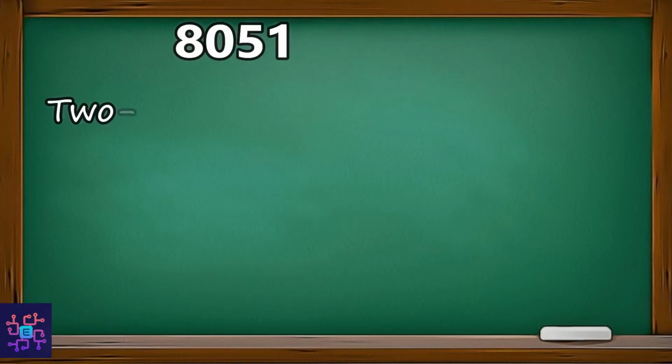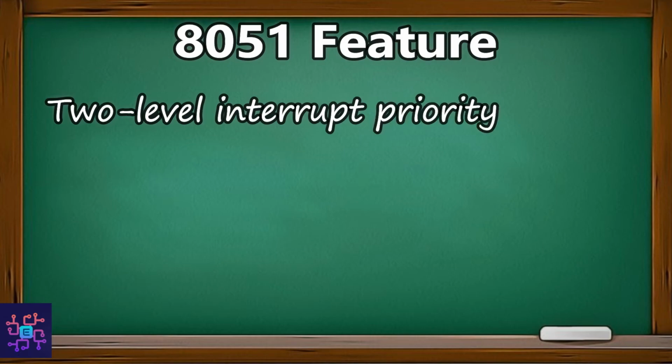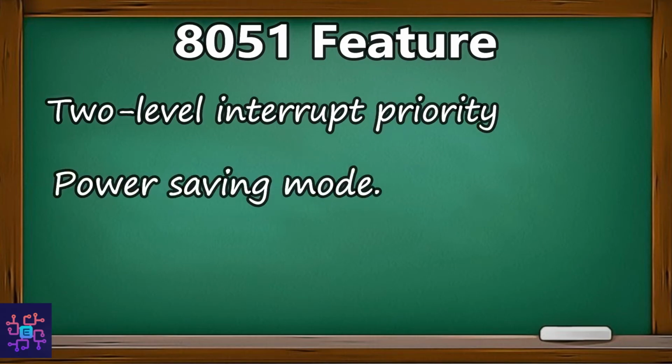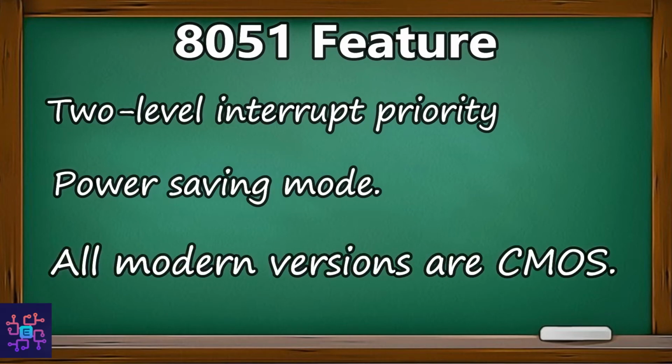Then it has 2-level interrupt priority. It has power saving modes. The power saving modes are idle mode and power down mode. These will be covered in the next part of the series. Then all modern versions are CMOS.